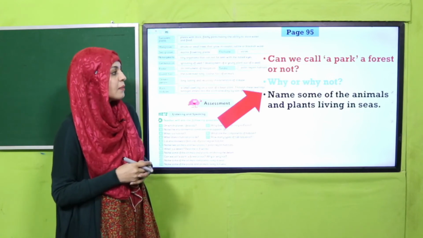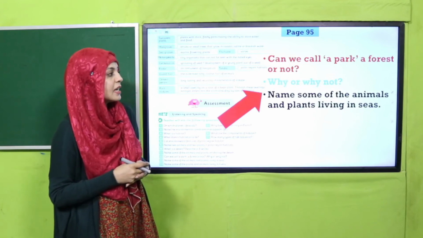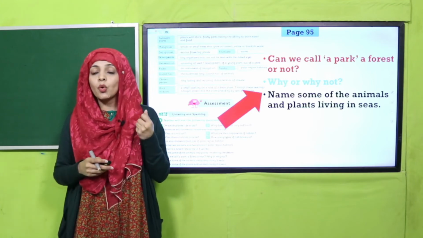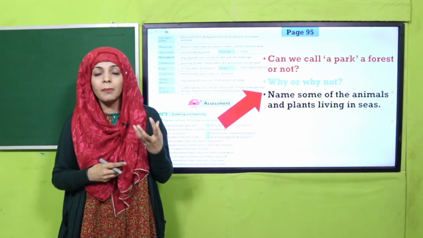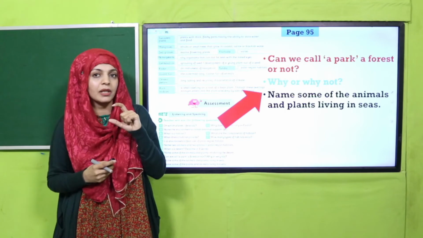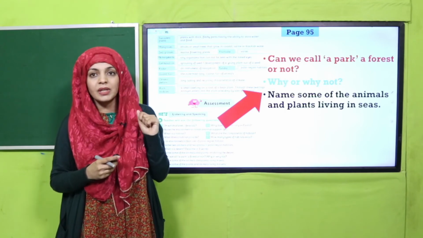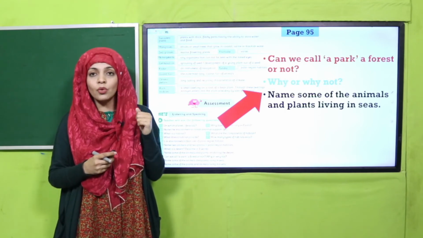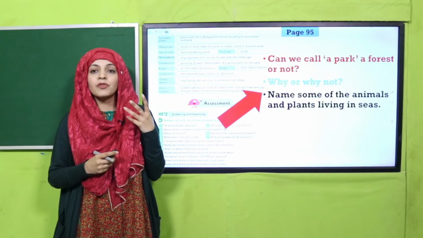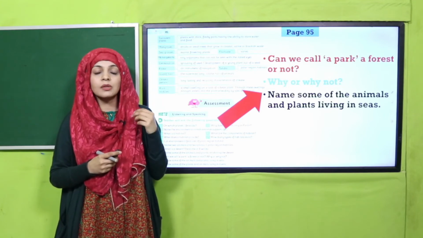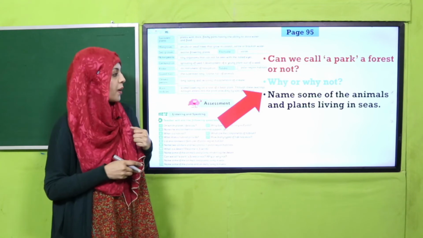Then comes: name some of the animals and plants living in seas. Now you have to name some animals and plants that live in the sea habitat. Sea habitat. Kelps, mangroves are the plants, and name some animals. Octopus, whales, sharks. Very good.